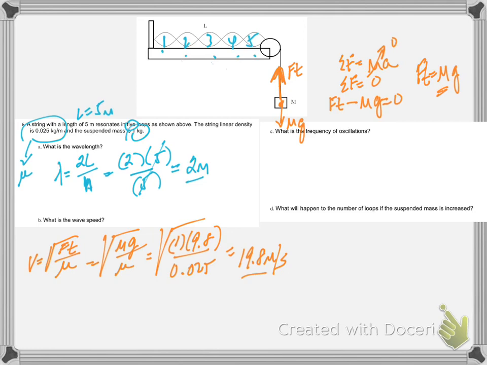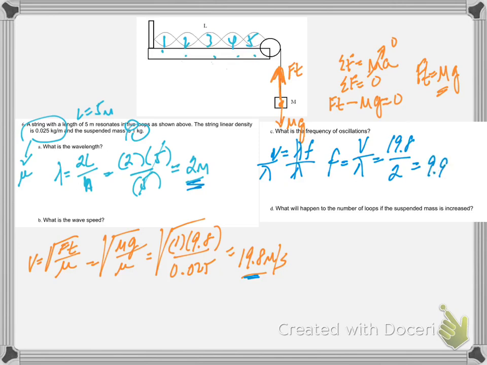Part C, what is the frequency of oscillations? So we have velocity equals lambda f, and we want frequency, so let's divide both sides by lambda. We have frequency equals velocity divided by lambda. We said the velocity was 19.8. Lambda is 2 meters. So for part C, we would get 9.9 hertz.